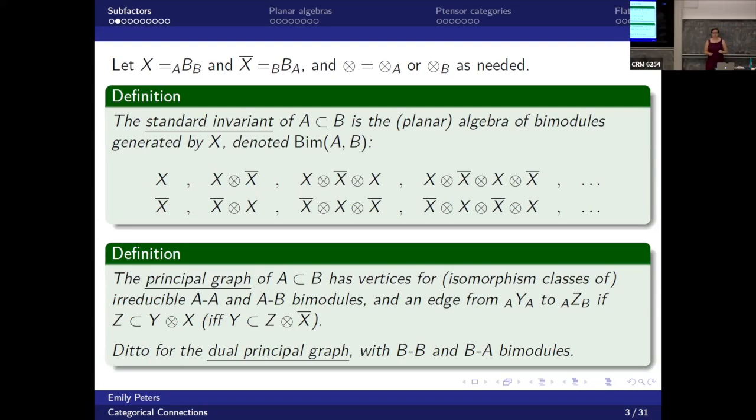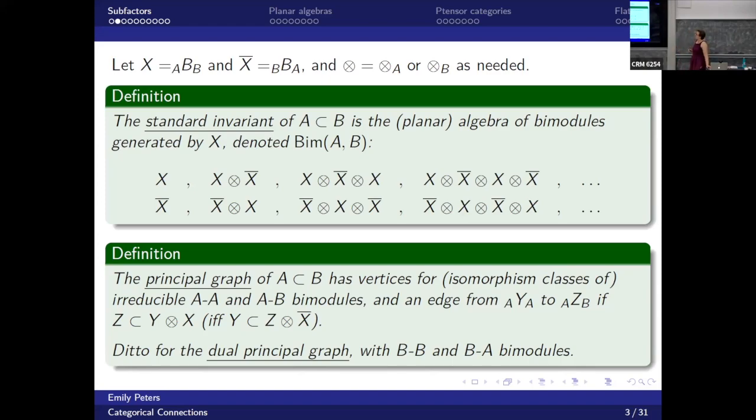Okay, the index is the first invariant for subfactors, but as you might expect with these things that are big and infinite, we would really like to have more invariants. It's easier to get your hands on the invariants than the things themselves. And so there's 2 more of these common invariants. One is called the standard invariant, and the other is called the principal graph.